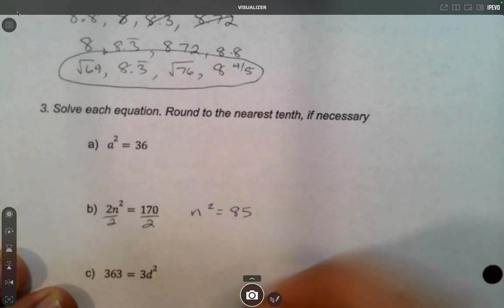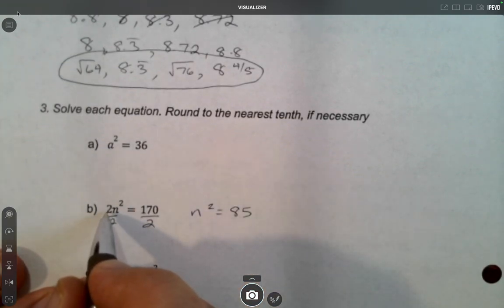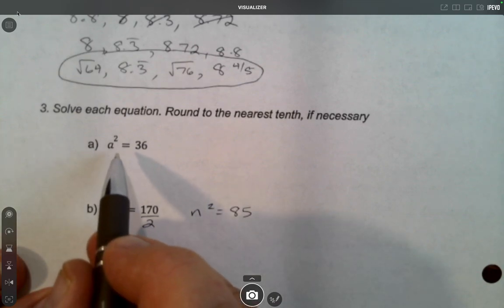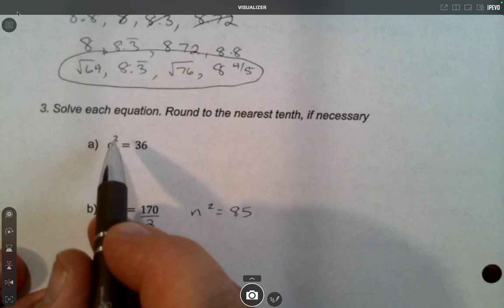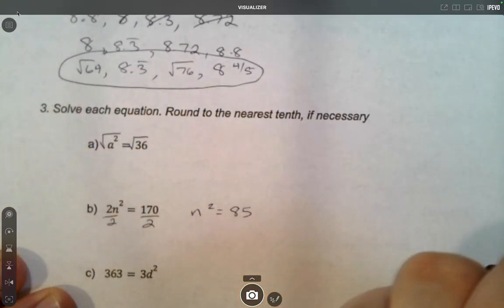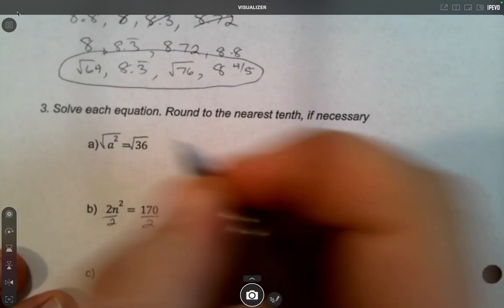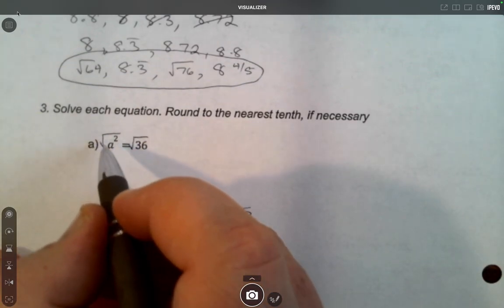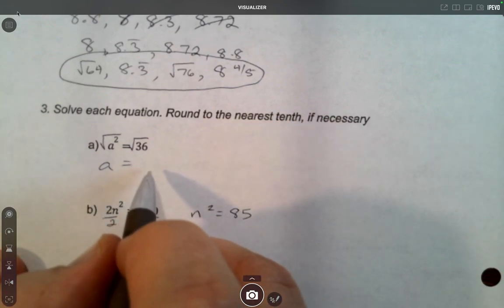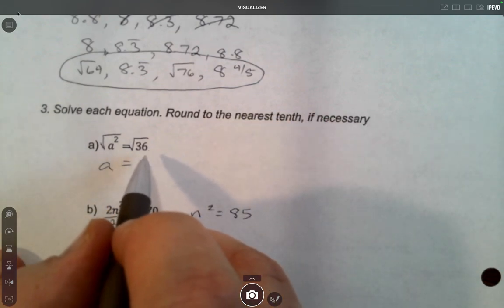is we're always going to do the inverse of what's happening to the variable. The variable is being multiplied by 2, so we need to divide both sides by 2. So in a similar way, the variable is being squared, so we need to do the opposite to it and take the square root of both sides. So the square root of a squared is a, and I'm leaving some space here on purpose, so just watch me before I write it down.